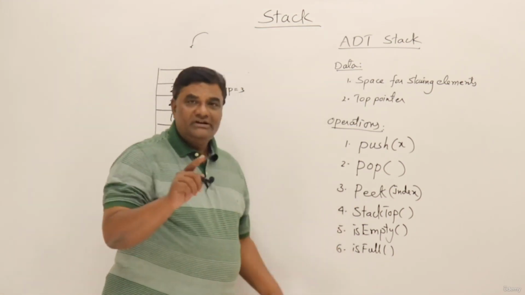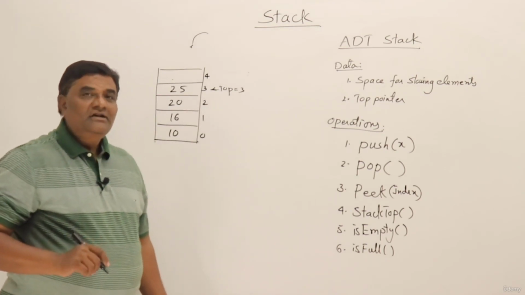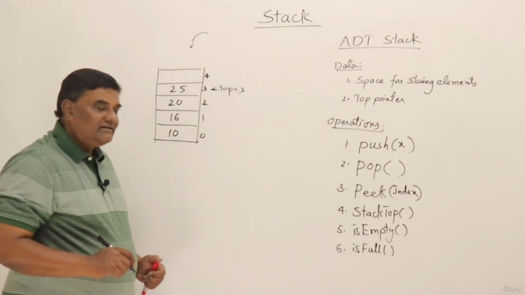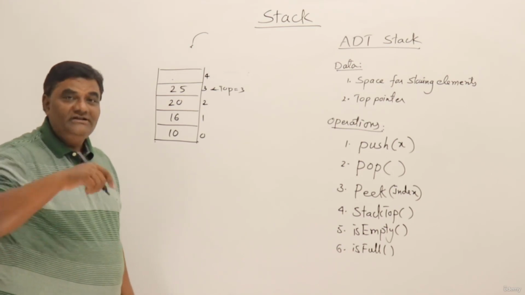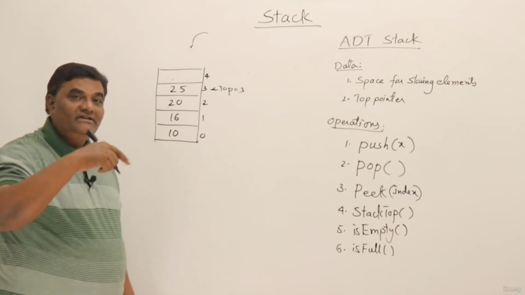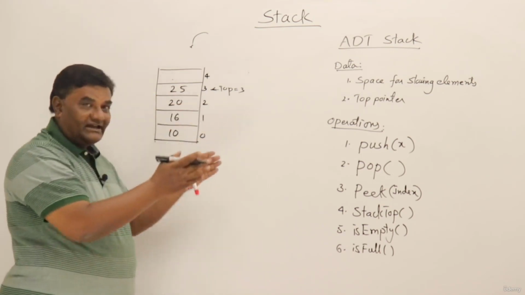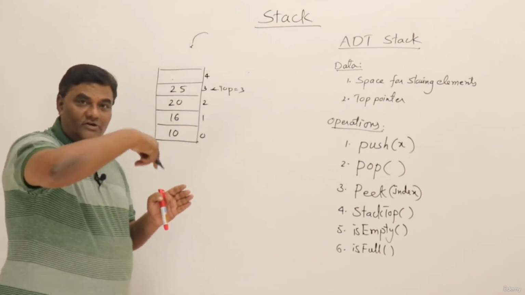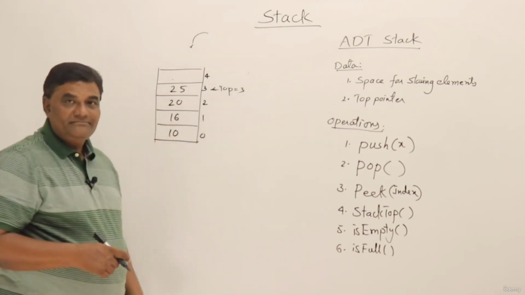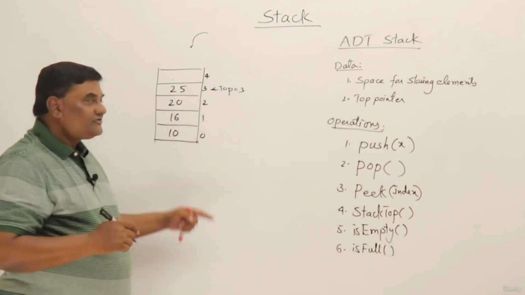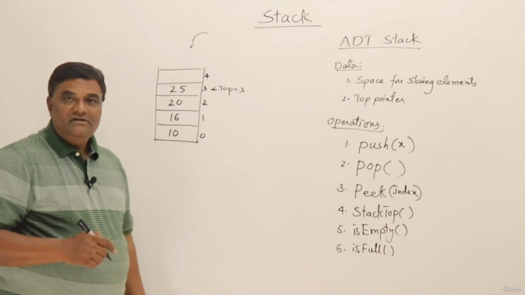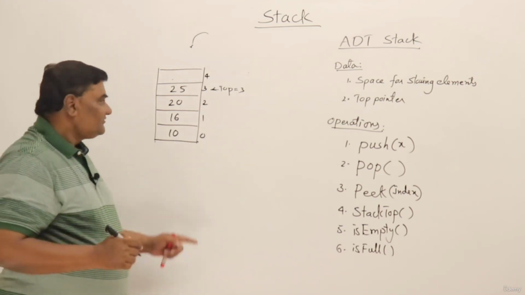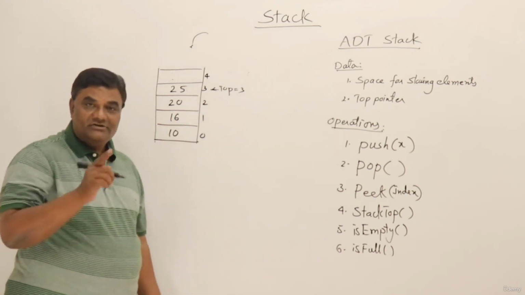Then peek means knowing a value at a particular index. So which is the first value inside the stack? 25. First here is not based on insertion, but based on deletion. If this is a stack like a can, and I look into the can, the topmost that I find is 25. So the first value is 25, second is 20, third is 16, fourth is 10. If I want to know the third value, I should get the answer 16 from the top.